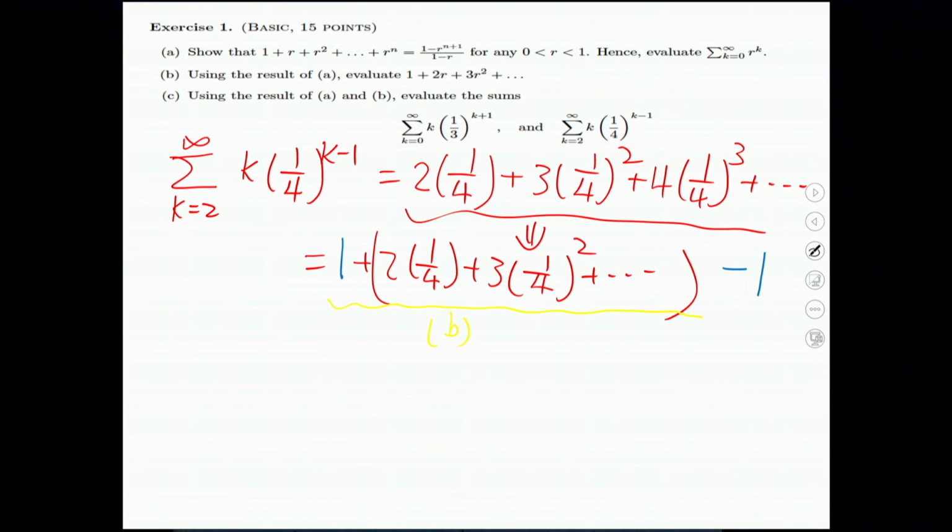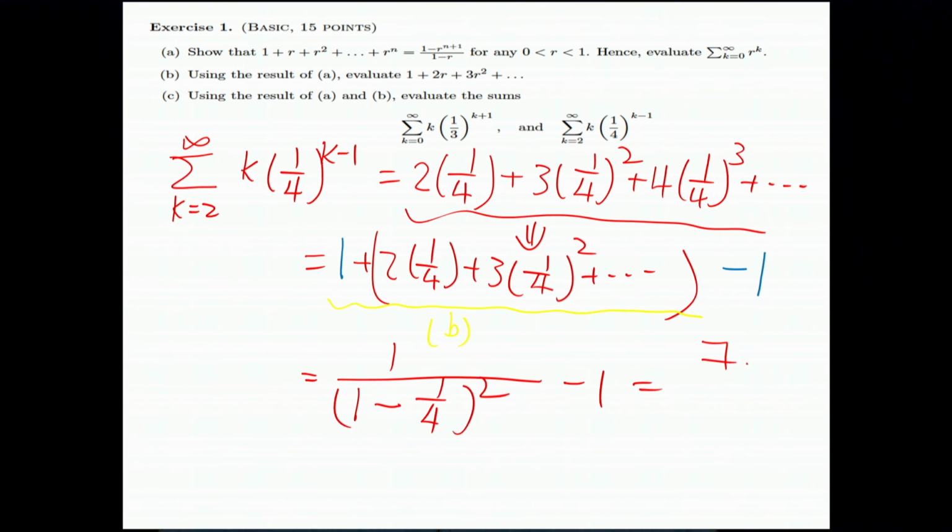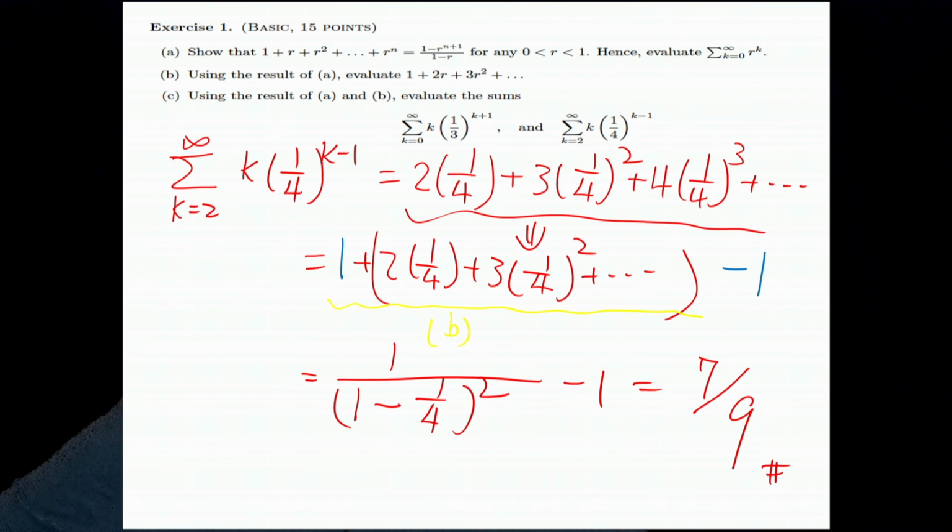So I have 1 minus the ratio squared, minus 1. Then I got the answer is 7 divided by 9, which is our final answer. So that is the exercise 1.